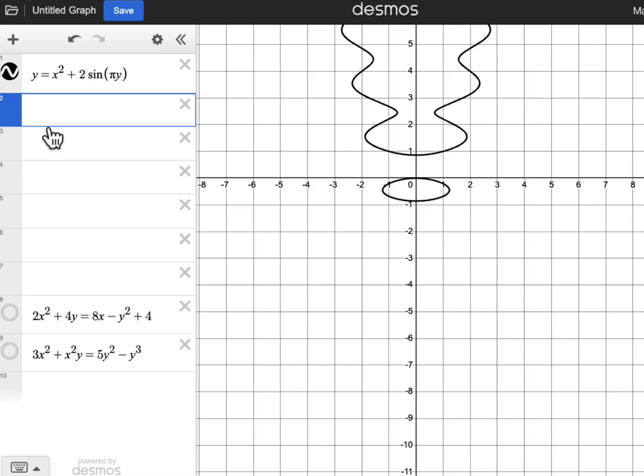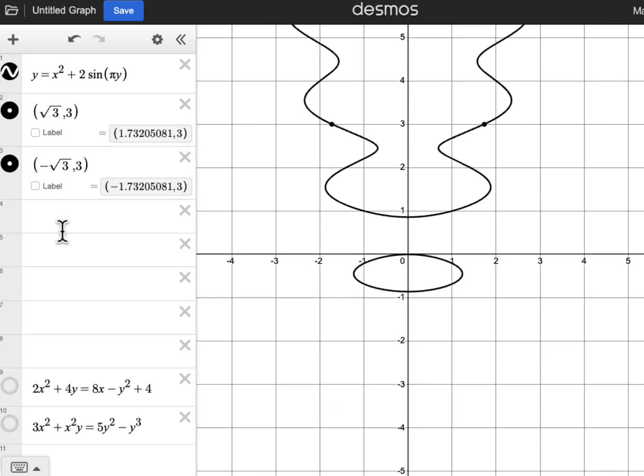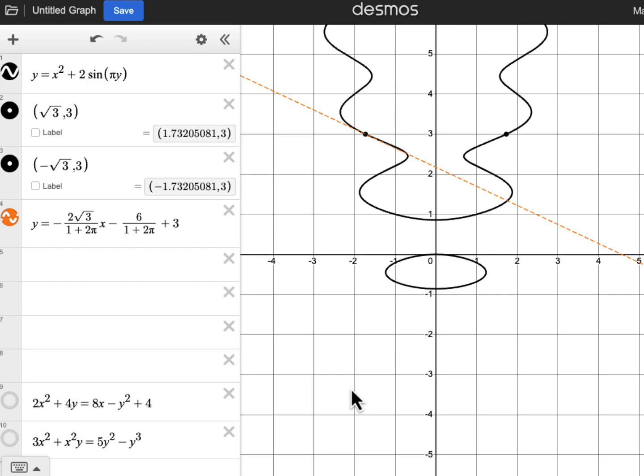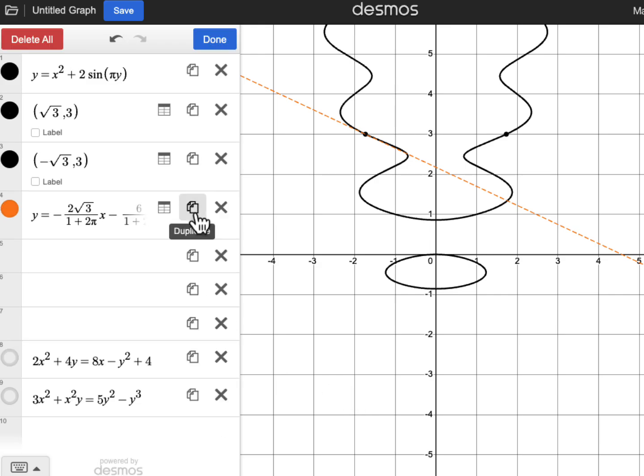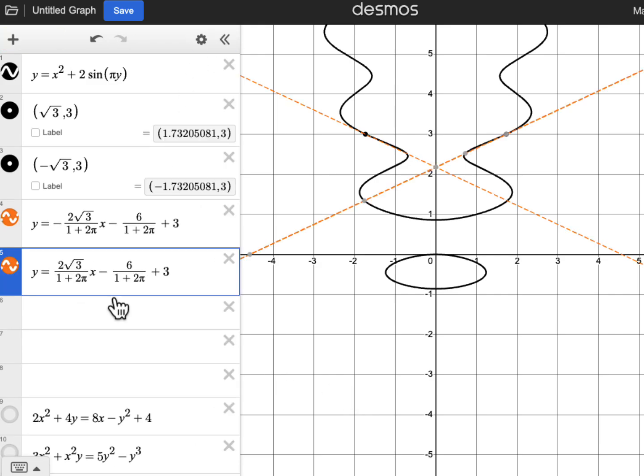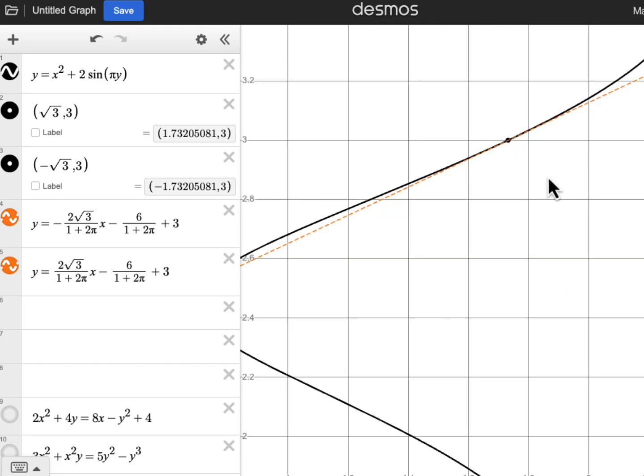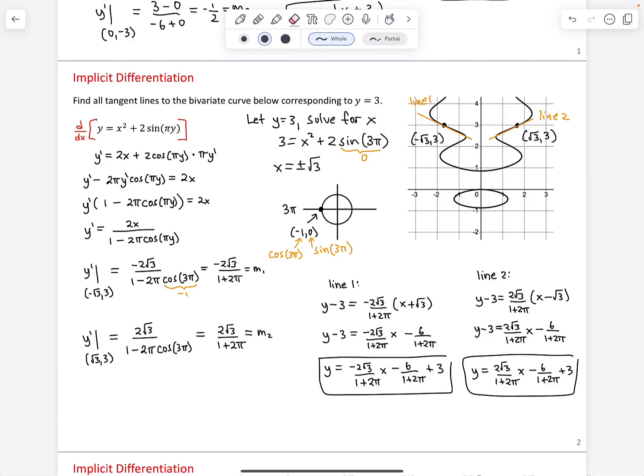So in Desmos, I've typed in our equation to create our bivariate relationship. Here are the 2 points in question. Our first line gives us our tangent line for the first point. Then I'll duplicate this, change the slope to positive, and there's our tangent line at the second point. And sure enough, both lines have the same y-intercept. If you zoom in on a point, you can see better the tangent nature of this line to that curve. Okay, let's go on to the next problem.